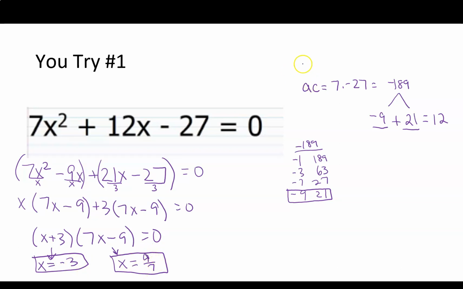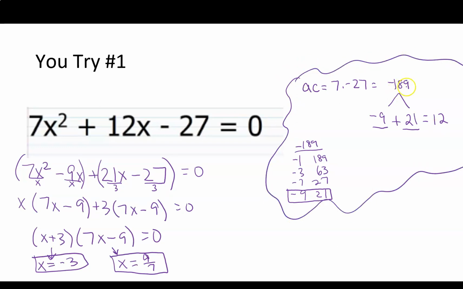I did the thought process that I had over here to the right, and we had a pretty intense AC value. So what I did was I made a list of factors, knowing that one of the numbers had to be negative to get a negative product, and I just started testing them out. Negative 1 times 189 didn't work. Negative 3 times 63 didn't work, or should I say plus. Negative 7 plus 27 didn't work, but negative 9 plus 21 did.